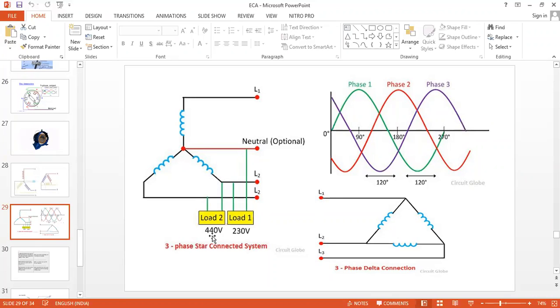No need to show 440 and 230. Only this diagram, a simple star connected system. A star connected system contains three different windings or copper wires which are displaced by an angle of 120 degrees. We have already studied this, and everything is used in the induction motor also, but this is the basic.